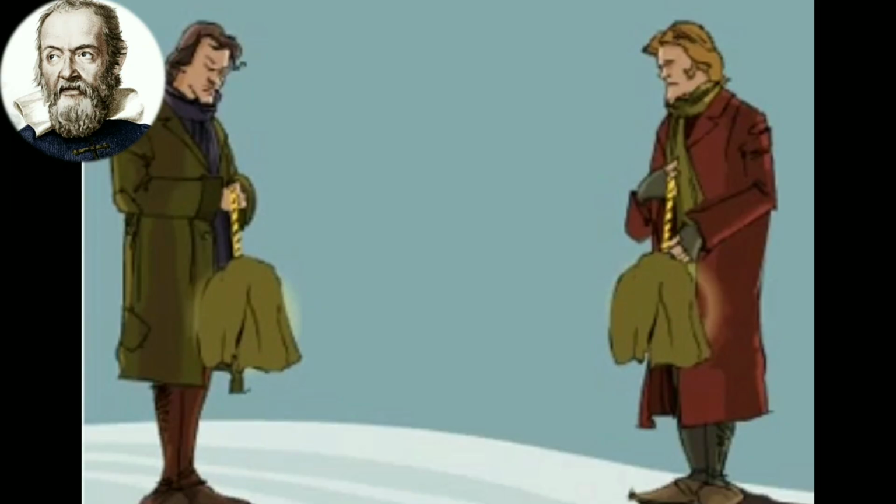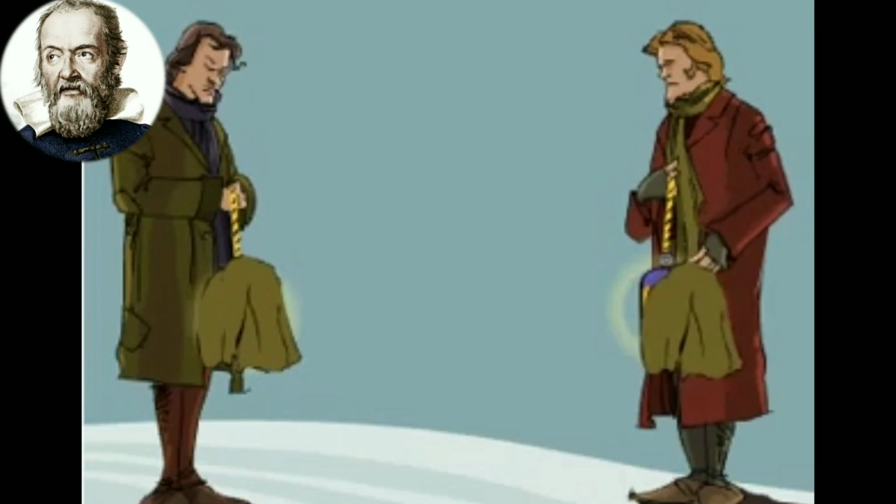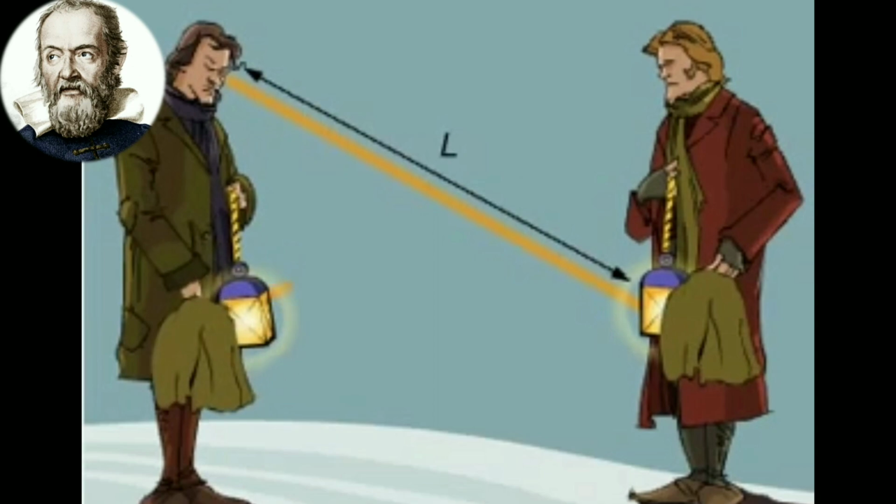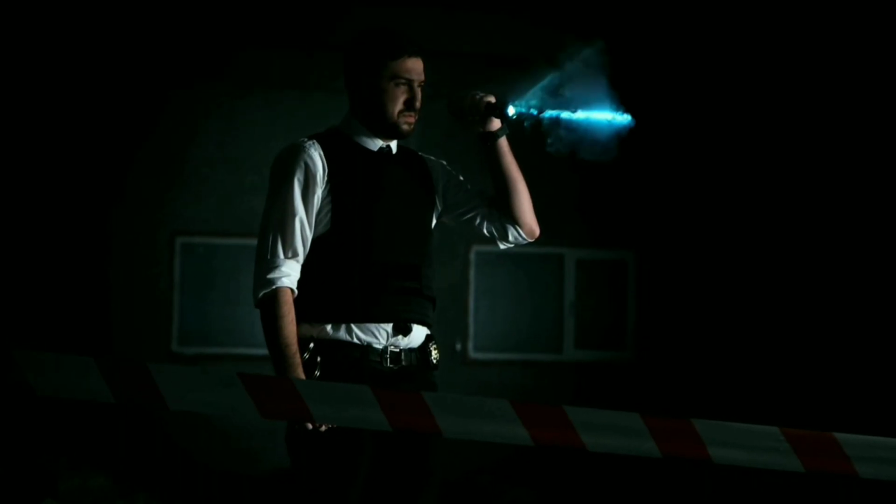Here is Galileo's method to measure the speed of light. Take two lanterns at night and separate them by a large distance but not too far that you can't see them. The two lanterns are held by two different people and they have a shutter so that you can essentially turn them on and off.